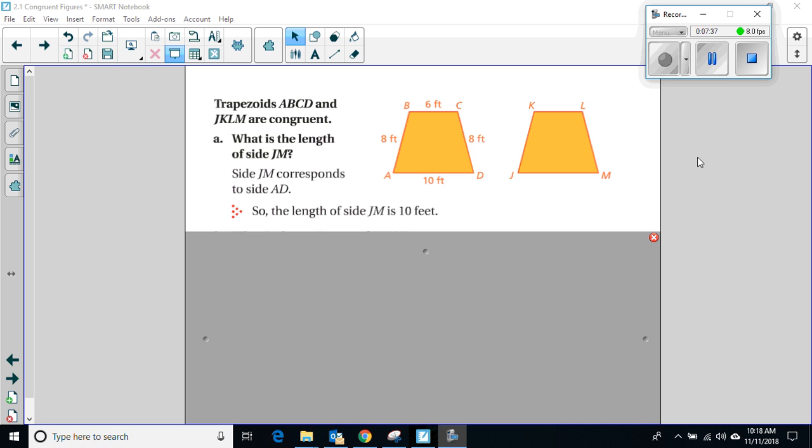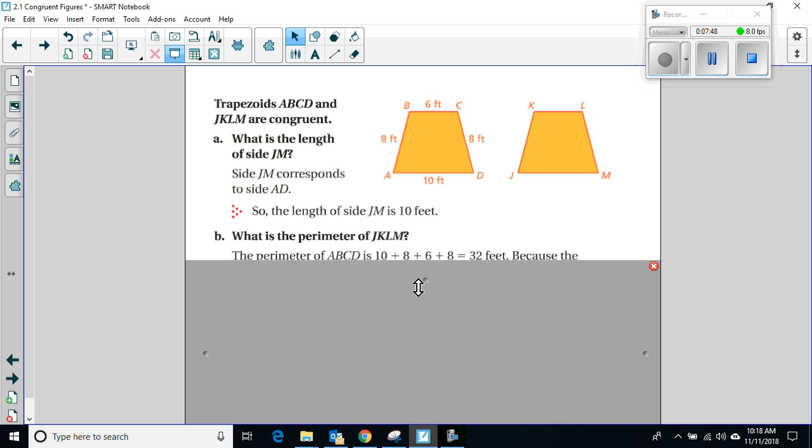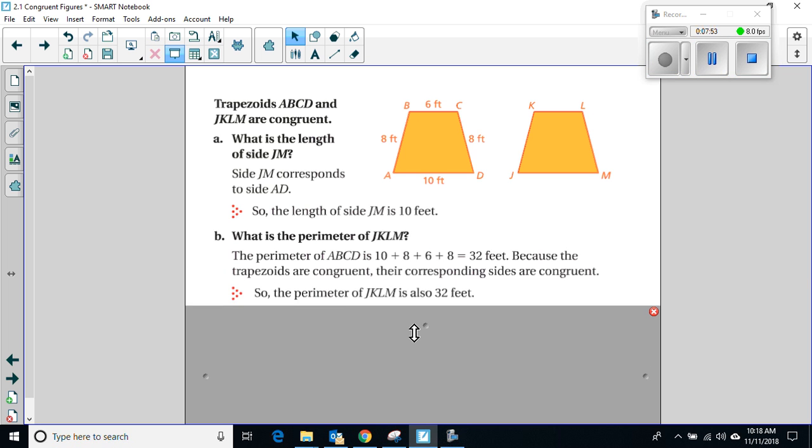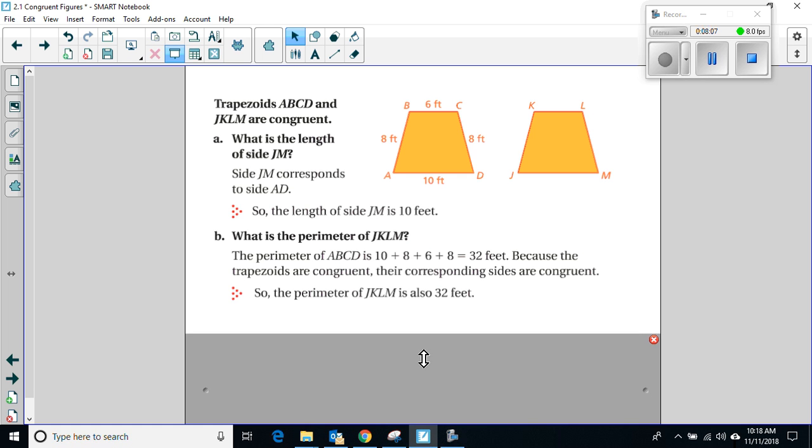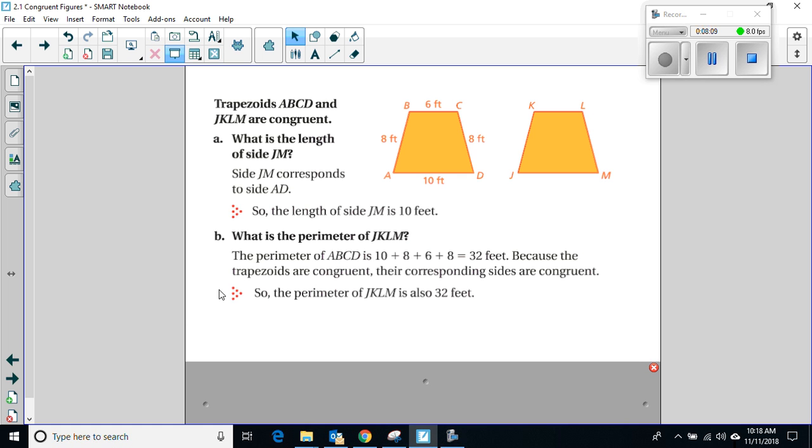Okay, let's take a look at your answers. So side JM corresponds to side AD. So the length of side JM is 10 feet. What is the perimeter of trapezoid JKLM? Well, the perimeter of trapezoid ABCD is 10 plus 8 plus 6 plus 8, which is 32 feet. And again, because these trapezoids are congruent, their corresponding sides are congruent. So the perimeter of trapezoid JKLM is also 32 feet.